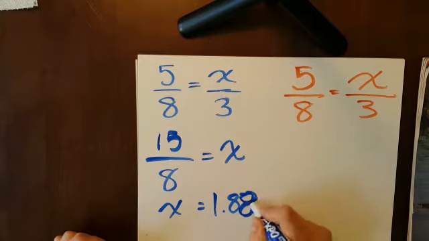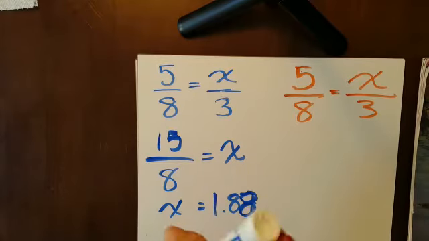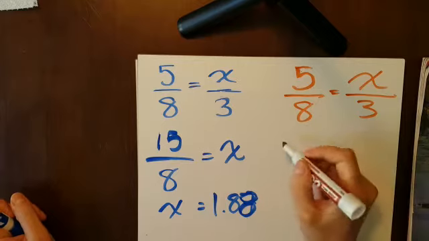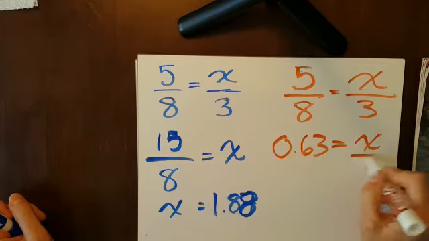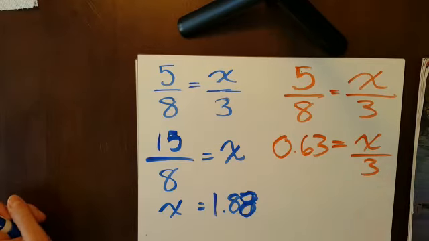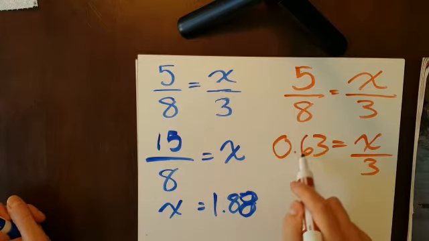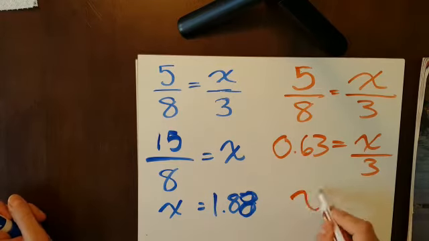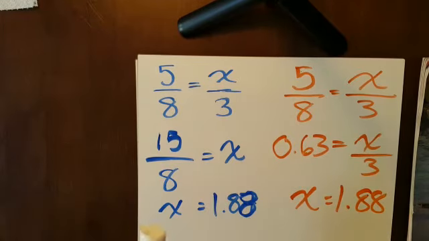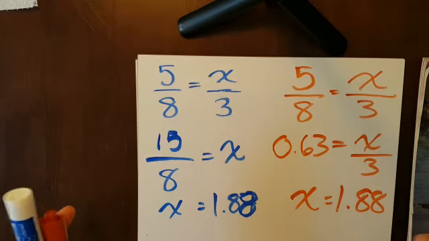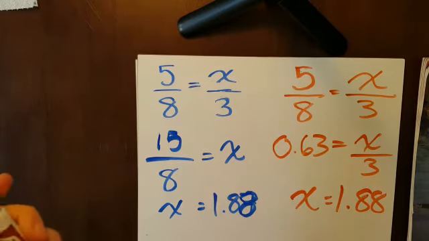1.88 actually, if I round it properly. All right, and then there's another way of doing this. If I did 5 divided by 8 on this side, it would come out to be 0.63 equals x over 3. Because I'm dividing by 3 on one side, I multiply 3 times 0.63 and I end up with the same thing. So I'm going to end up with x equals 1.88.